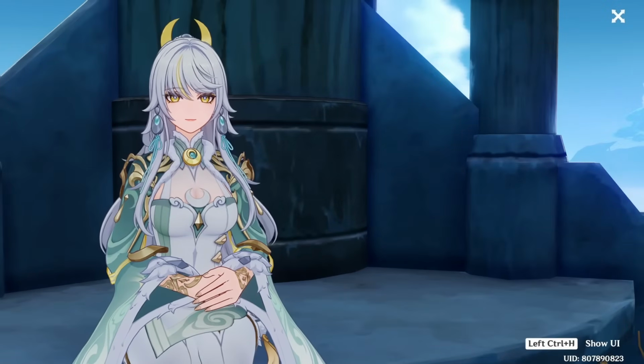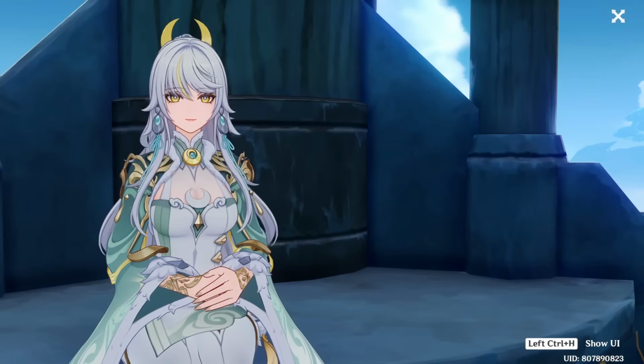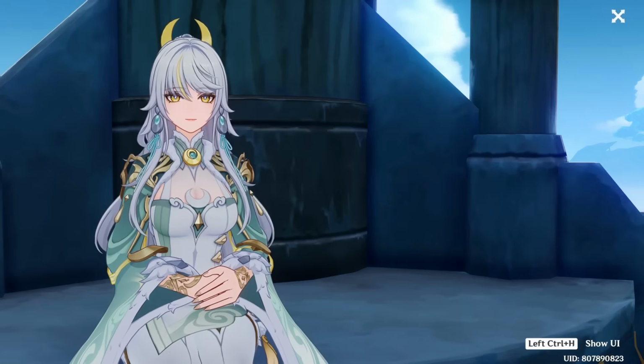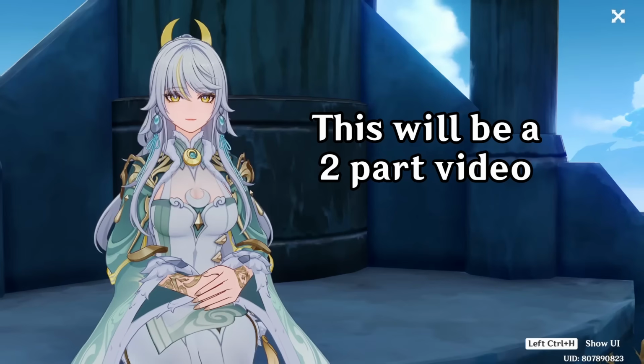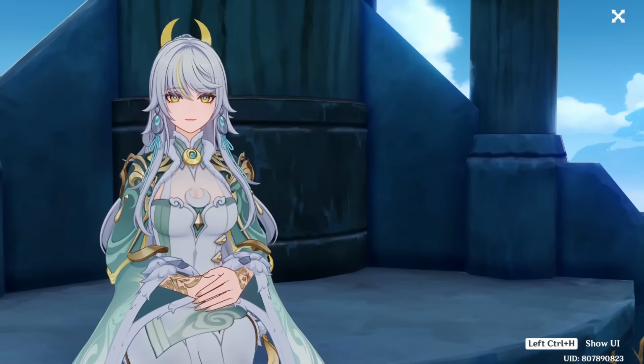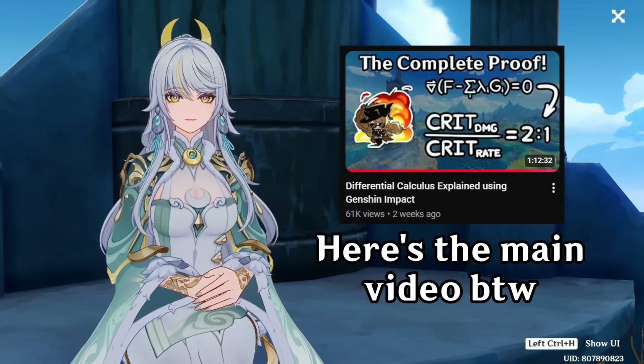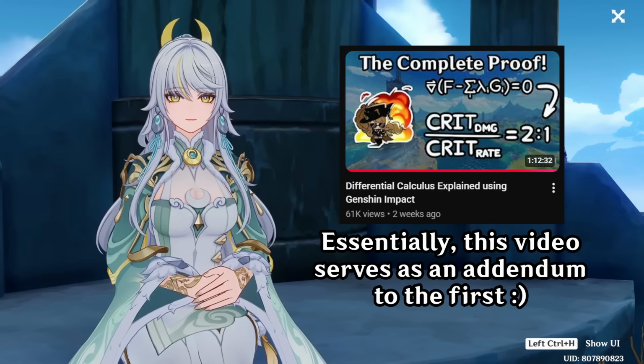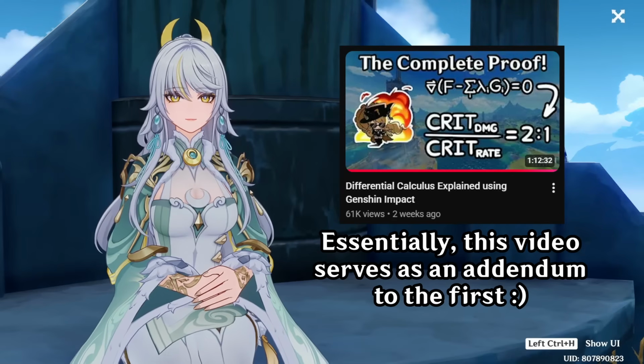Today, I'm just going to mainly respond to a few comments relating to my proof for the optimal crit ratio and whatnot. Now, I probably will have to split this into two parts because this first one is honestly kind of long. This first part will mainly cover how the crit rate and crit damage and crit value are related to my proof. And in fact, I'm going to show how my proof can be simplified into a much simpler proof.